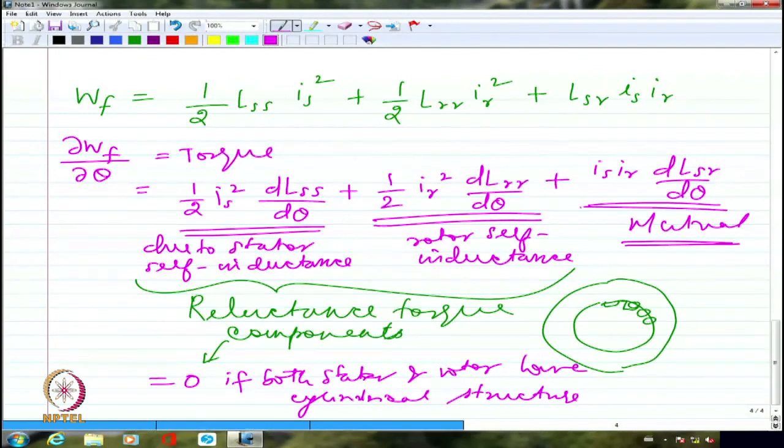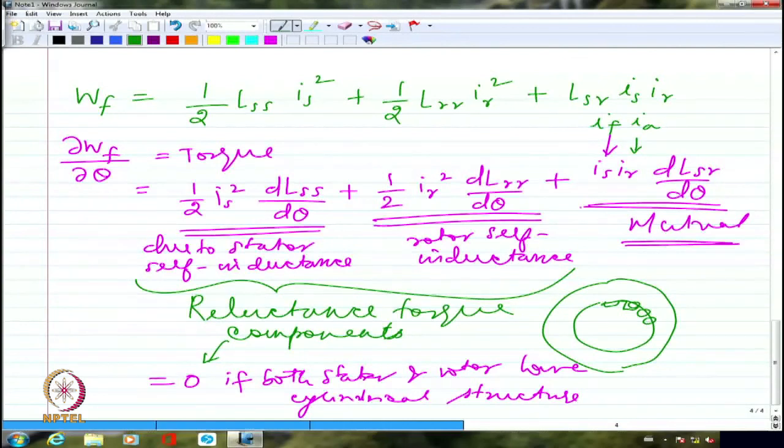For example, if I look at the DC machine, generally it is a cylindrical structure. The stator as well as rotor will have fairly a cylindrical structure. So in which case, I am not going to get these two. The reluctance torques, whatever I am talking about, they will not be present. So the only thing that may be present is this. So we call one of the members which carries the current the field system. So one of them happens to be the field current. The other one is the armature current. So I'm going to have IF times IA being proportional to the torque.